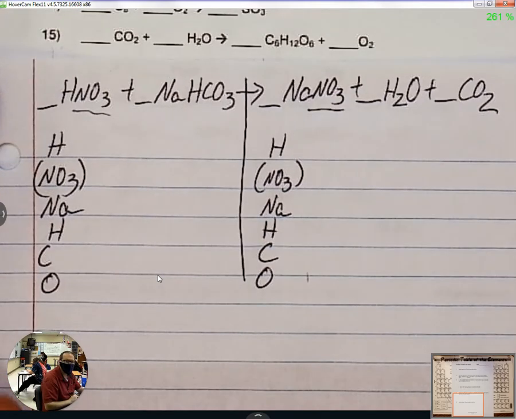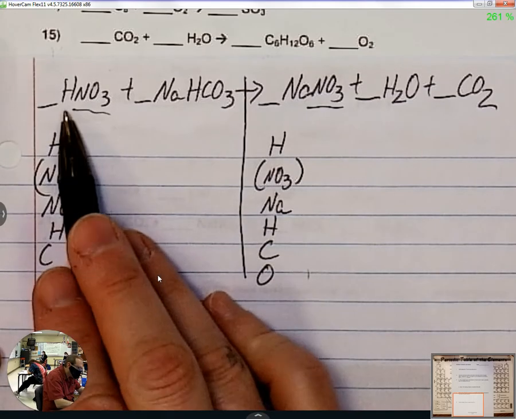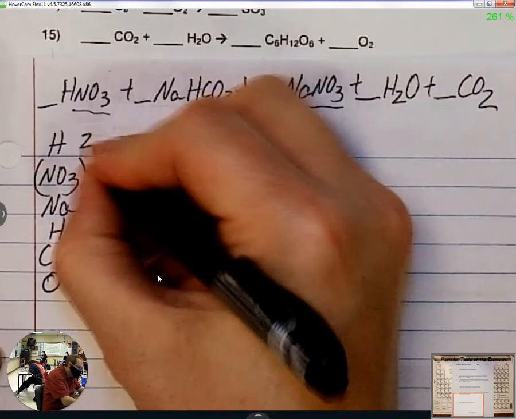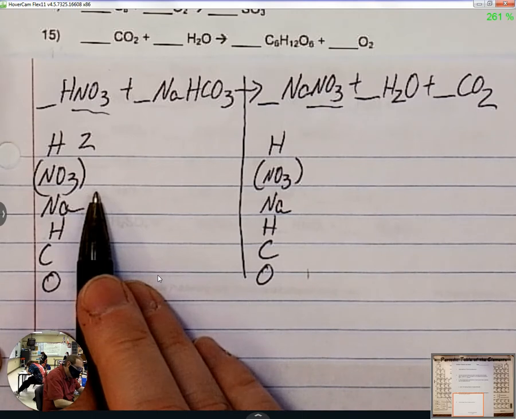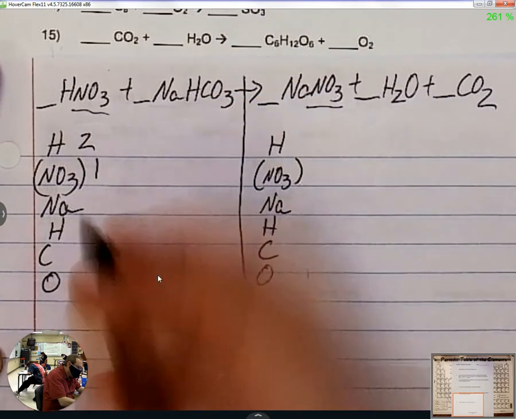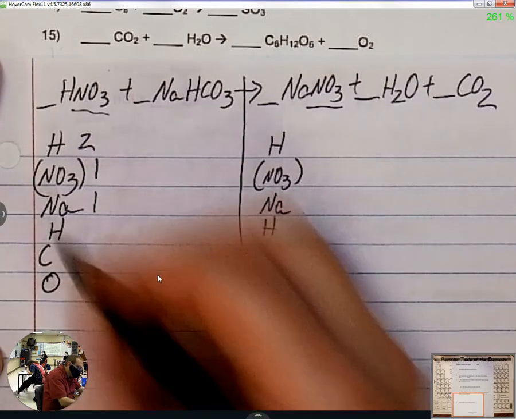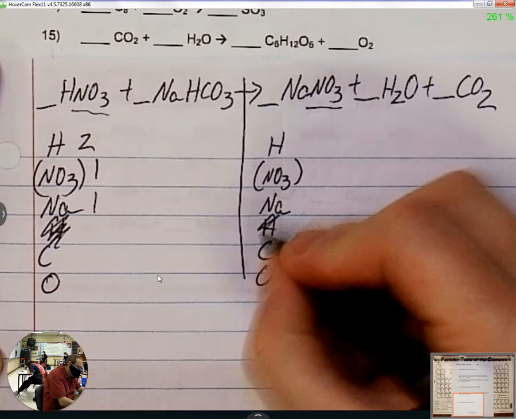Okay, so on the left side of the field, how many free hydrogens do I have? 2. I got 2 of them. Good. Okay, NO3s? Got 1. Sodium? Wait a minute. I listed free hydrogen twice because I'm an idiot. Okay, let's get rid of the second one.